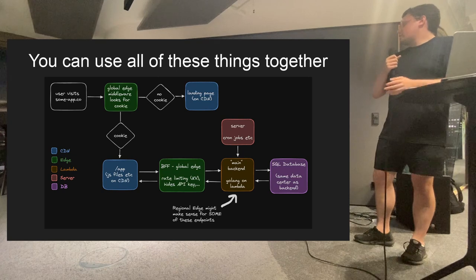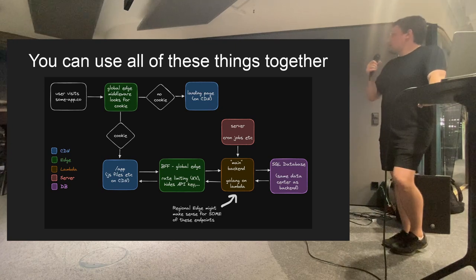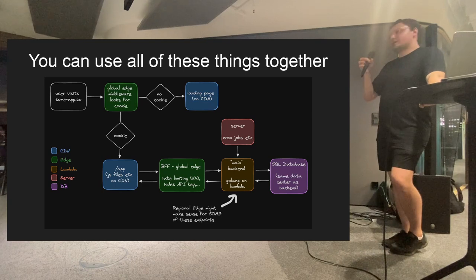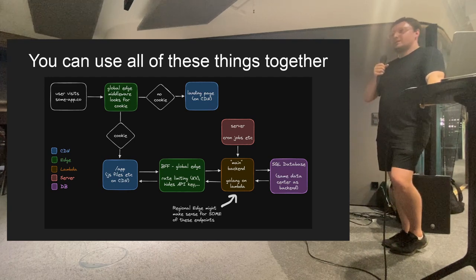But of course, maybe you have an existing app and you can't replace the whole thing with something else. So here's an example of what Axiom is doing for some stuff currently. If the user visits your app, first we have a global edge middleware that, like I said earlier, checks the cookie and then they get sent to either the landing page or the app. And then the app itself, and the landing page as well, are served from the CDN, so that's also like a 10 millisecond response time or something.